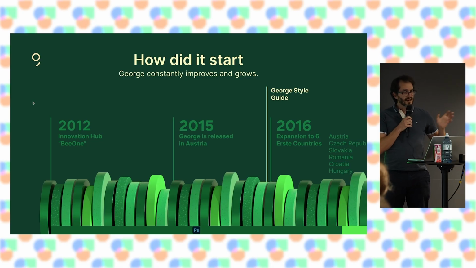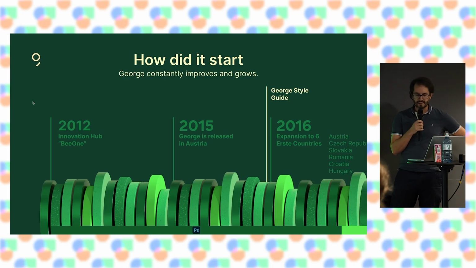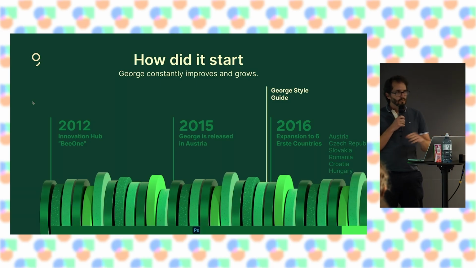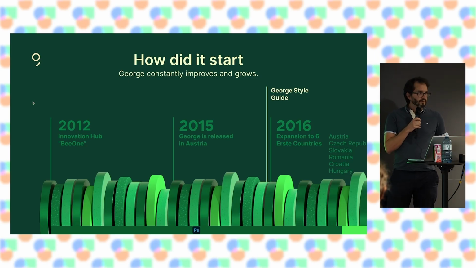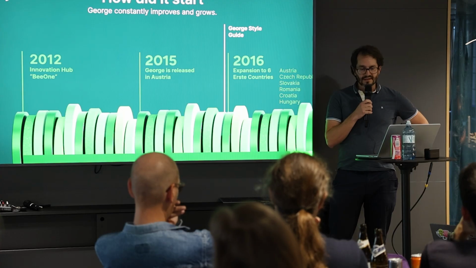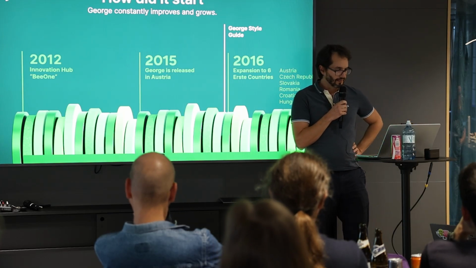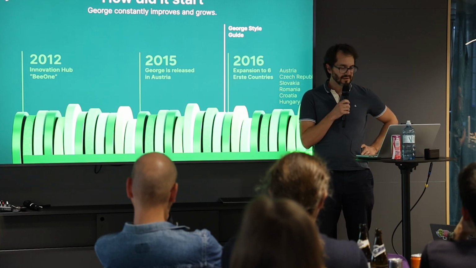But it was also only in 2016 that the design team at George Labs thought, well, a style guide might make sense to give some more guidance. It wasn't a design system back then. We started with a style guide, but we started when the product was already out in the market and used by customers. From 2016 on, it expanded to now 6 countries in Europe, and everything became a bit bigger.